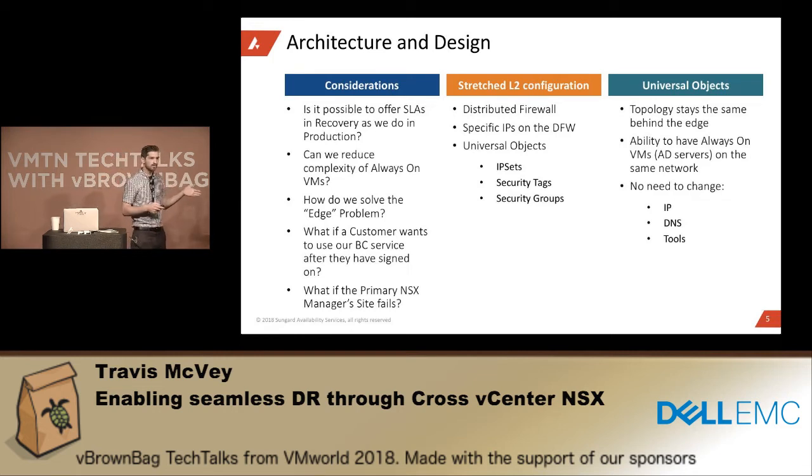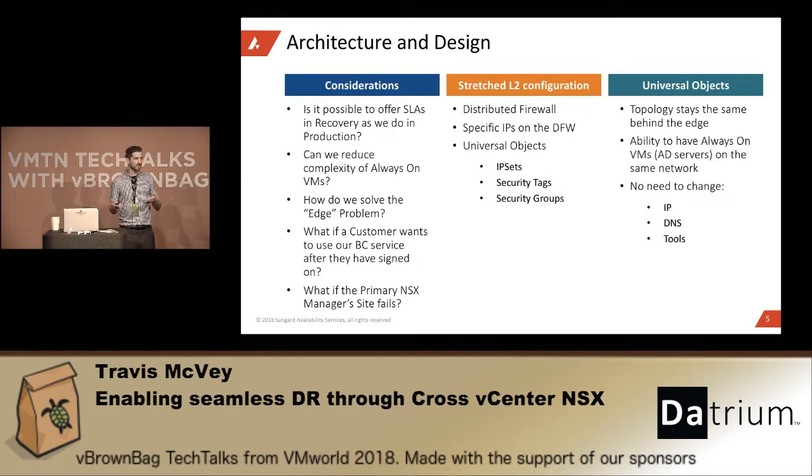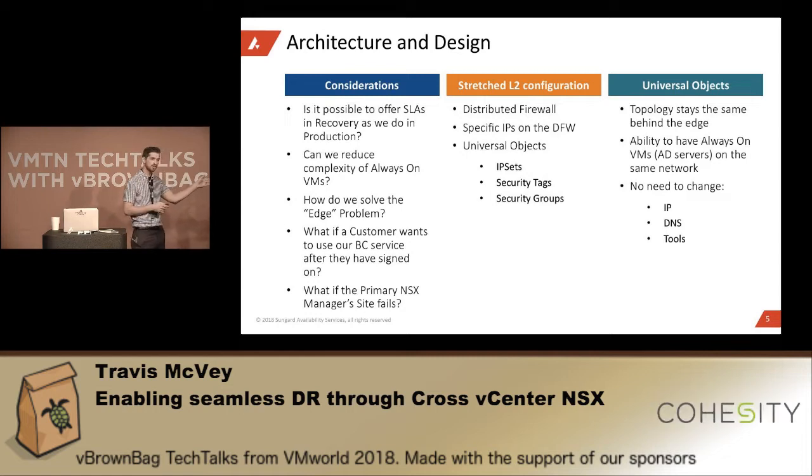So now when I fail over, my apps, my east-west traffic is still segmented as long as I'm using those universal constructs, right? I no longer need to change IPs, DNS, and in our case, as a service provider, this is a big one, tools. All the tooling that we're using to make sure the VM's up and online, checking CPU and things, it stays the same.